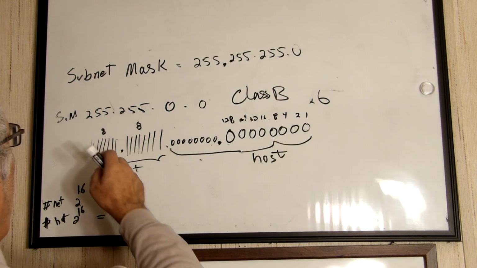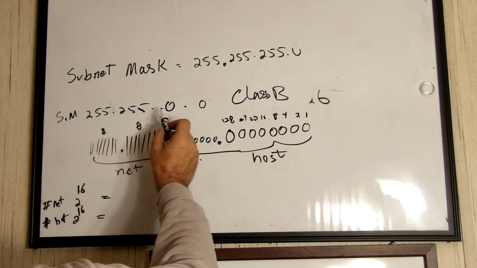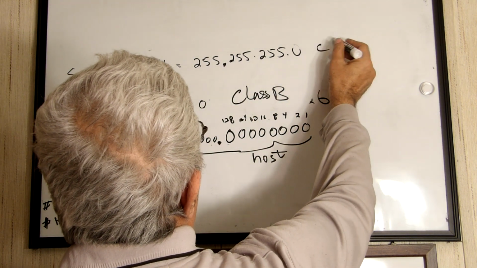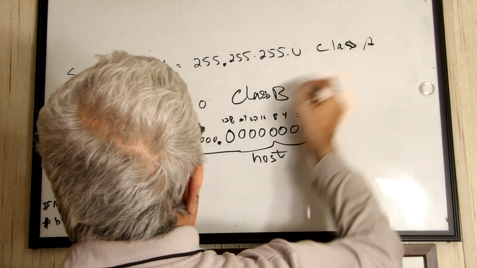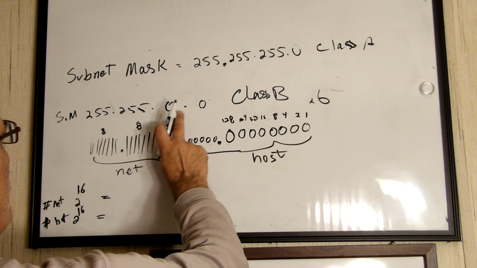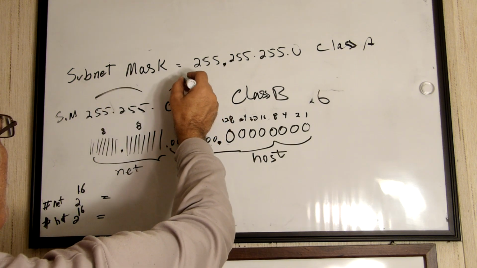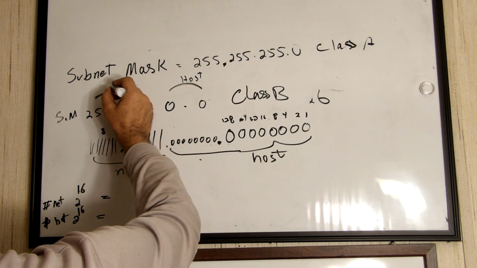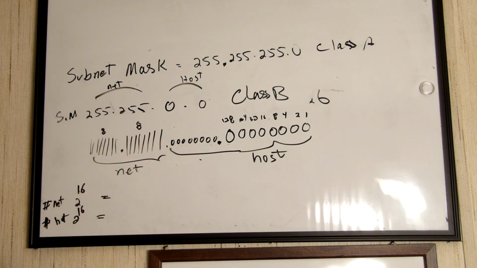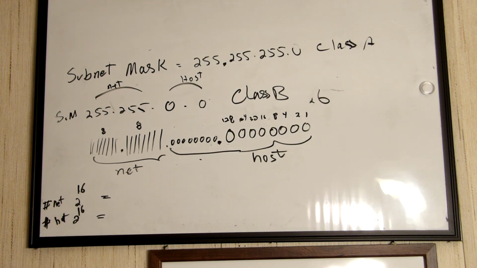So we said that in class B, the subnet mask is 255.255.0.0. This was class A, and class B is 255.255.0.0. This was the portion for the host and for the network. How many can we find?